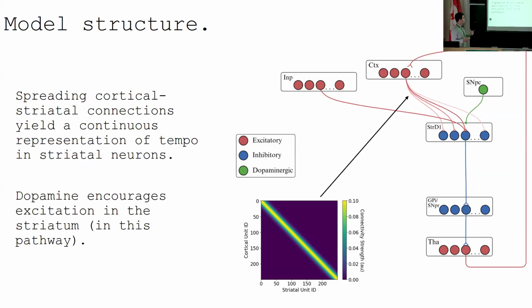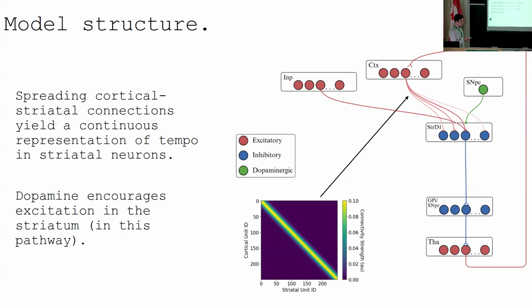And then additionally, what we're going to suggest is that dopamine encourages recurrent excitation through these loops by modulating activity in the striatum, specifically within this pathway. It's highly simplified, but all we're going to assume is that with higher levels of dopamine, you get higher levels of excitation within the striatum.